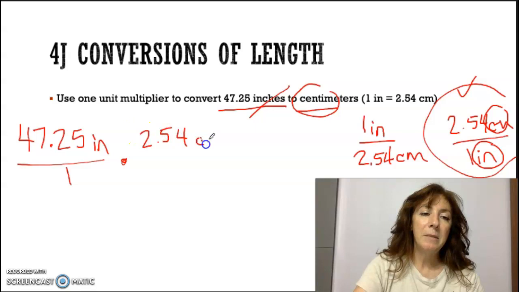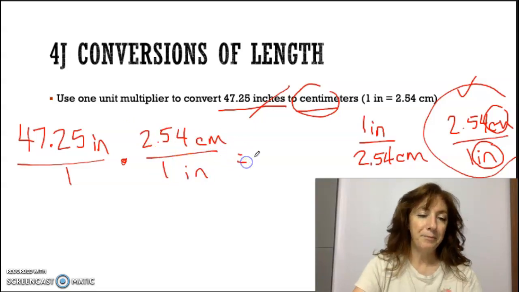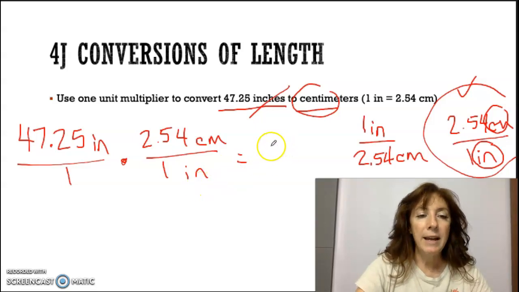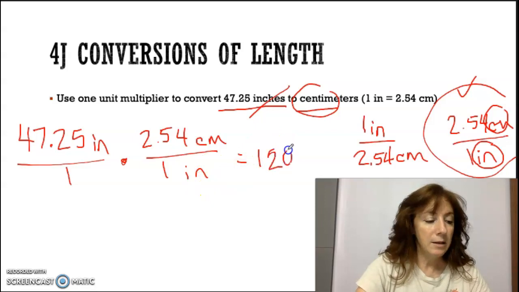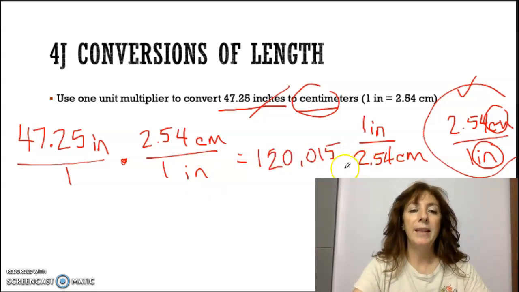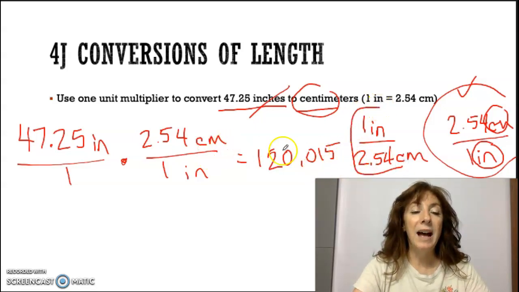2.54 centimeters in top, 1 inch in bottom. And I asked my calculator, what is the answer? 25 times 2. So I get 120.015. Ooh, that's a lot. But wait, there's more. I didn't write down my units.